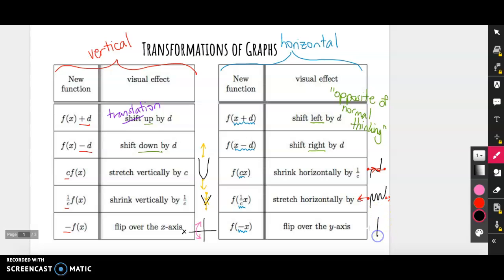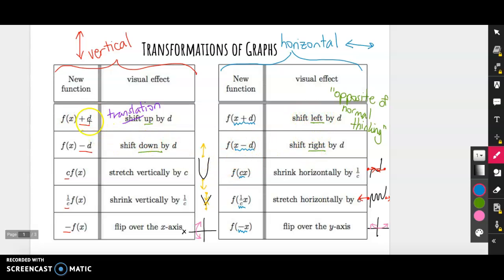If you have a negative multiplying your x on the inside, that flips it over your y-axis, which is a horizontal flip, right? Horizontal, horizon means left and right. Vertical means up and down. So vertical, up and down. Horizontal means left and right, as best as I can draw it, okay? So if you have a negative inside, that's a horizontal flip, a flip over the y-axis. If you have a multiplication inside, that's a shrink or stretch horizontally, depending on whether it's a whole number or a fraction. If you have addition or subtraction inside, that's a horizontal shift or translation, either left or right, okay?